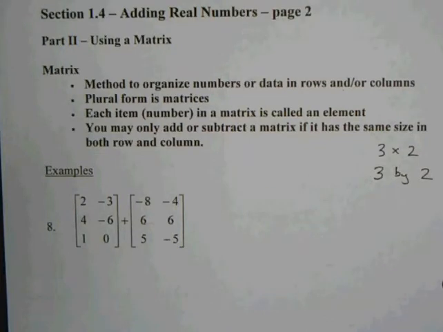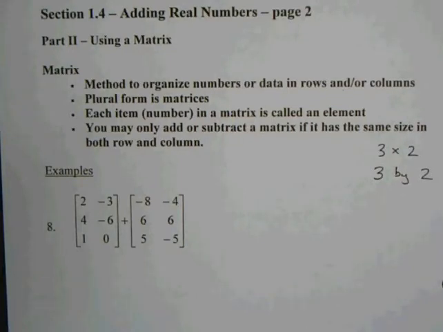Now, you may only add or subtract matrices that are the same size. Okay? If I want to find out how many number of M&Ms I have in my jar, I have 10 M&Ms in this pile and 10 Jolly Ranchers in this pile. I can't add them together because they're not the same. They would have to have M&Ms in that pile and M&Ms in this pile. So we can only have matrices that are the same size.